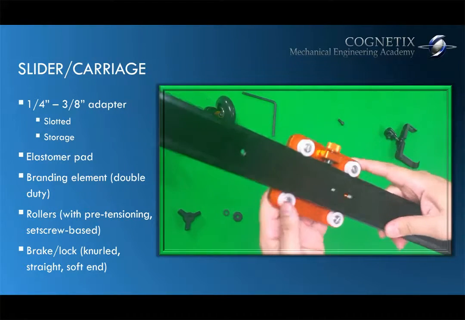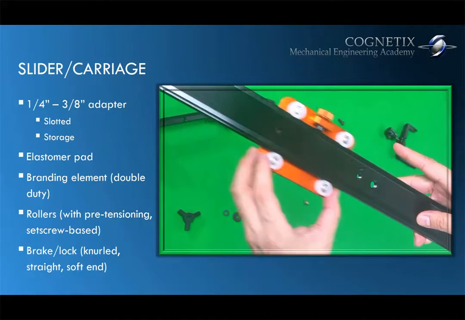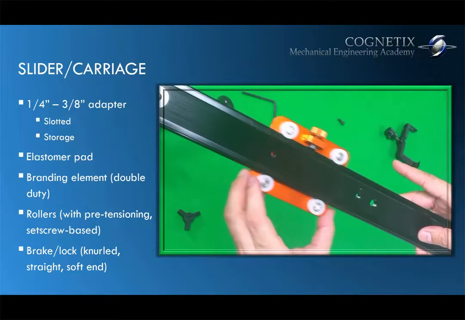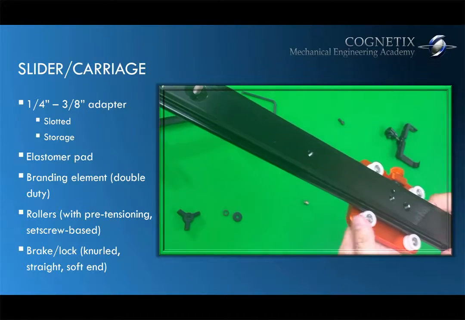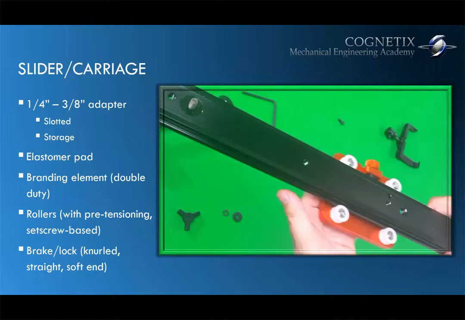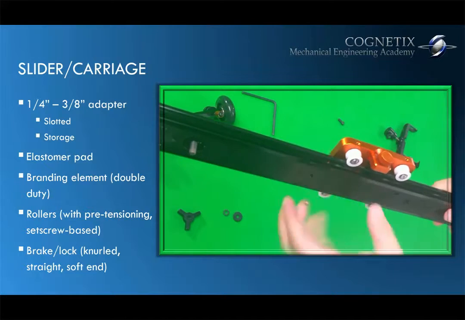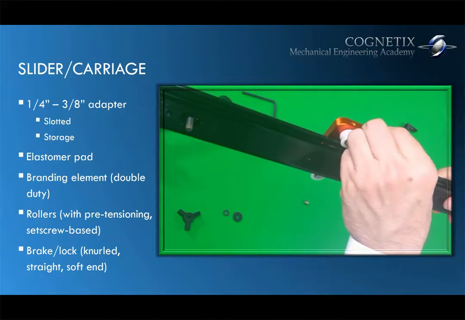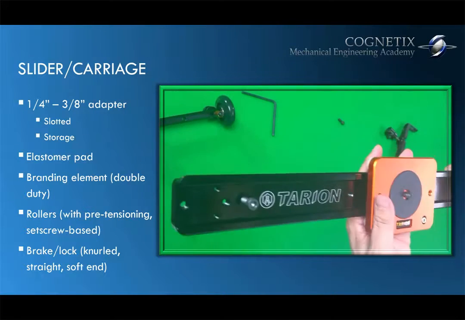And part of the reason is the design that the engineers used in the rollers of the assembly here. It's very secure, very smooth. The rollers virtually eliminate friction between the rail and the carriage assembly. The brake design is very nice. It's secure, set in place without damaging the rail.